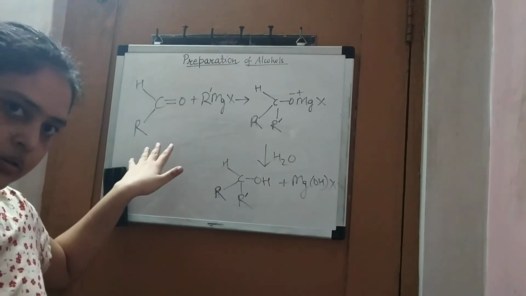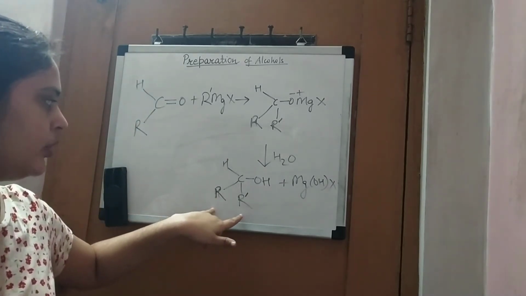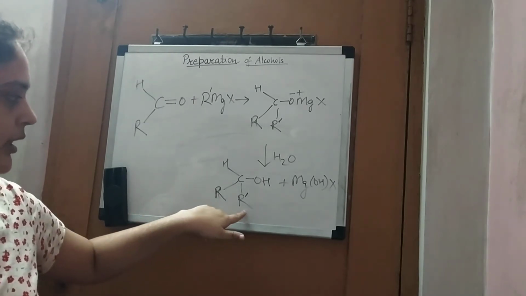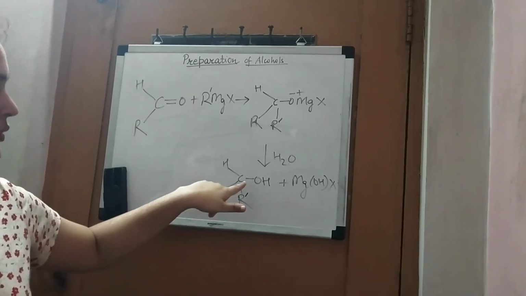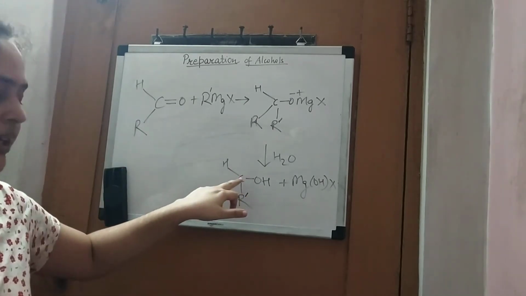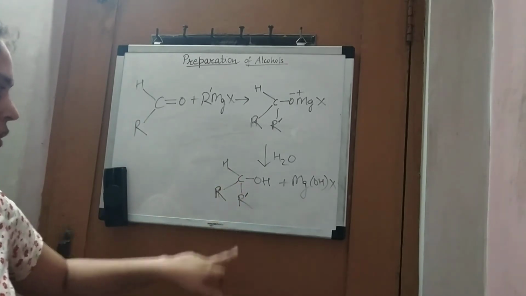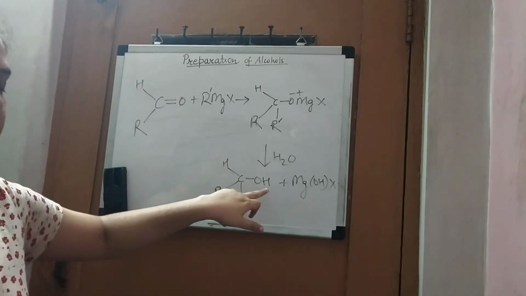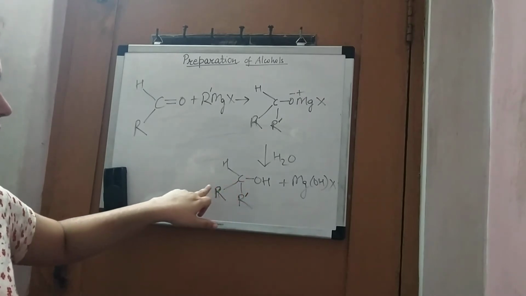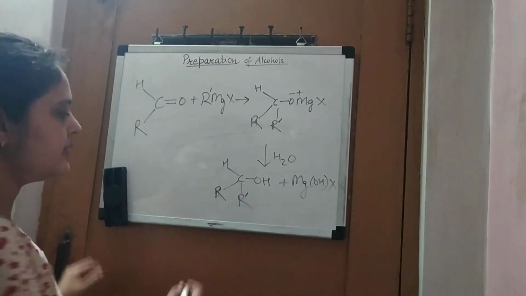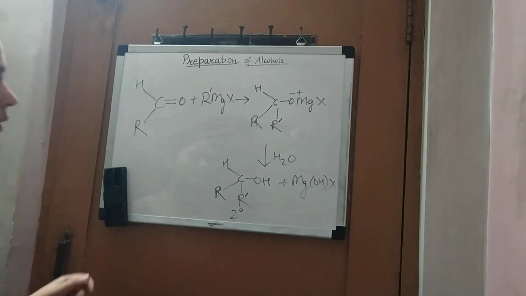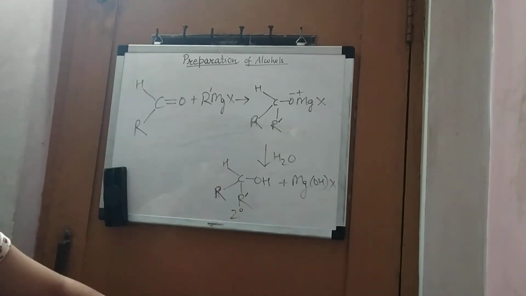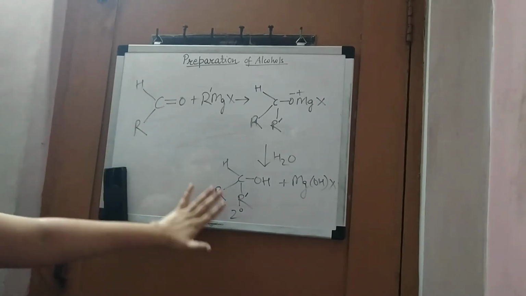Earlier from formaldehyde, you were getting what? A primary alcohol, because here a hydrogen atom was there and here an alkyl group was there. So it was a primary alcohol because this carbon atom was attached to one alkyl group only. But this is a secondary alcohol because the carbon atom which is attached to the hydroxy group is attached to two alkyl groups. So with formaldehyde we get a primary alcohol, but with other aldehydes we get a secondary alcohol.